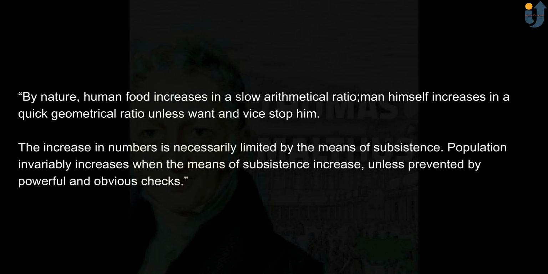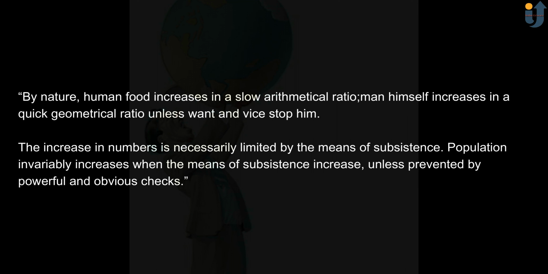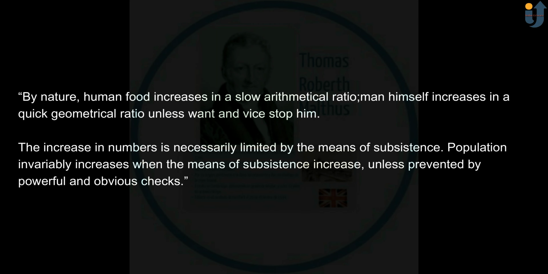By nature, human food increases in a slow arithmetical ratio. Man himself increases in a quick geometrical ratio unless want and vice stop him. The increase in numbers is necessarily limited by the means of subsistence. Population invariably increases when the means of subsistence increase, unless prevented by powerful and obvious checks.